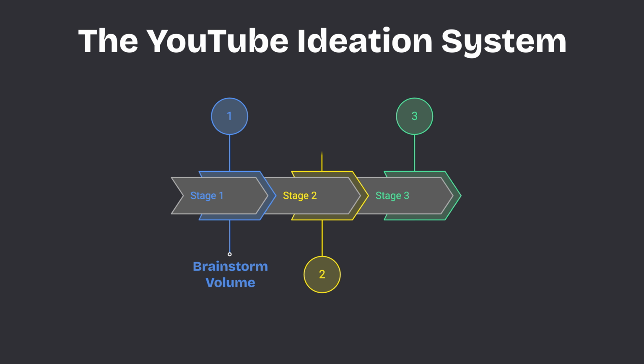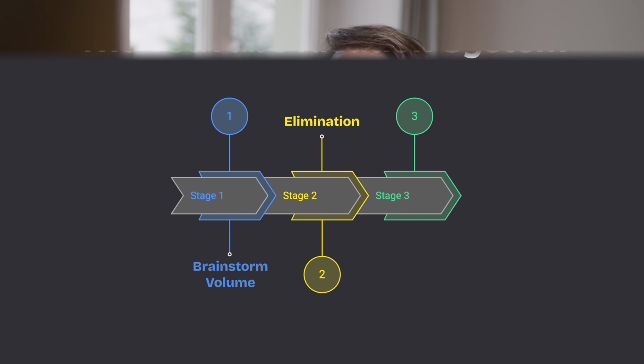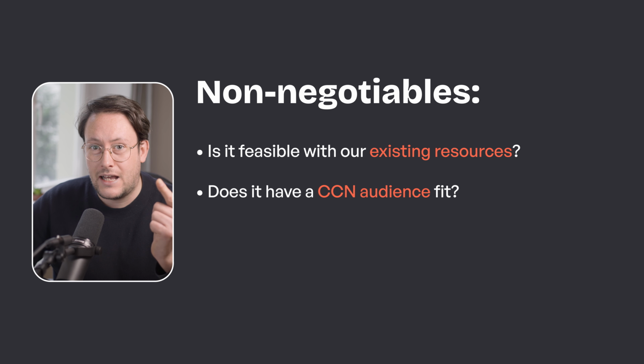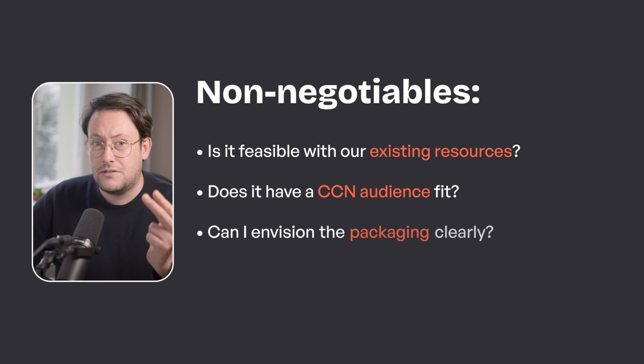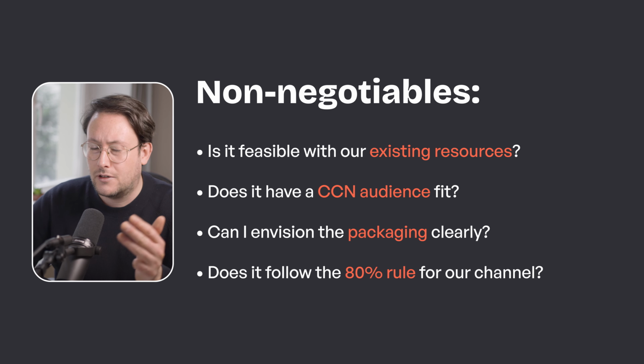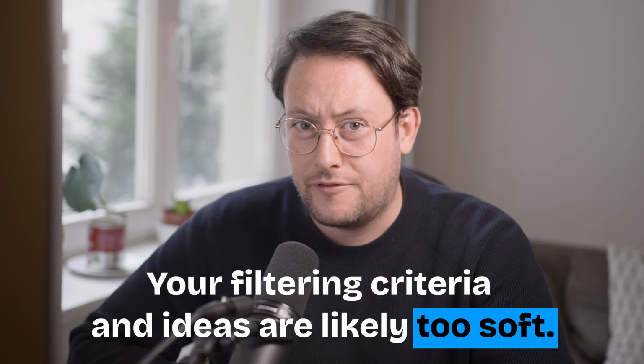Now on to stage 2, the elimination of ideas. Now you need 3 to 6 non-negotiables here. The selected ideas must pass all of these non-negotiables. For example, my non-negotiables with video content could be, is it feasible with our existing resources? Does it have that CCN audience fit? Can I envision the thumbnail and packaging clearly already? And does it follow that 80% rule for our channel? If you're passing more than 10 to 15% of the ideas that you generated, your filtering criteria are likely too soft. So consider a slightly stricter filtering mechanism.